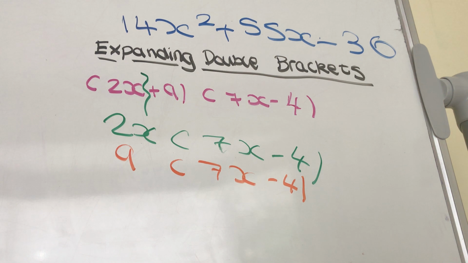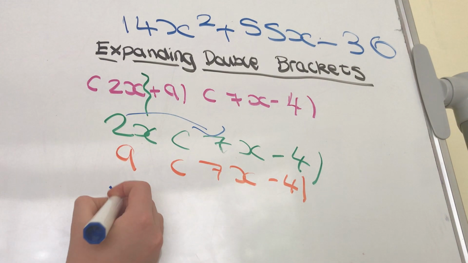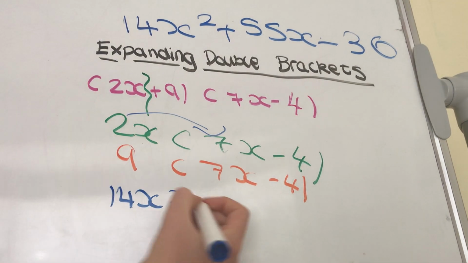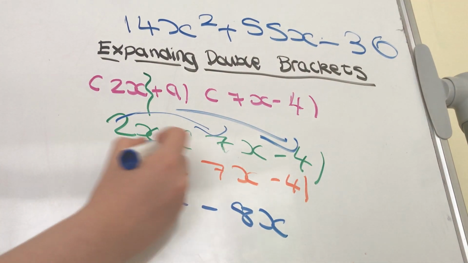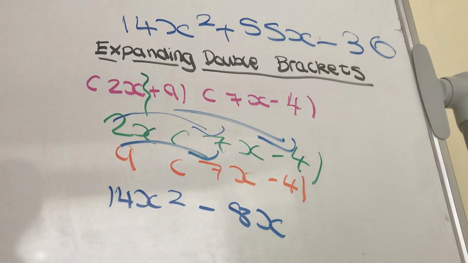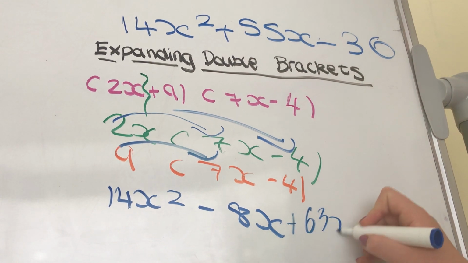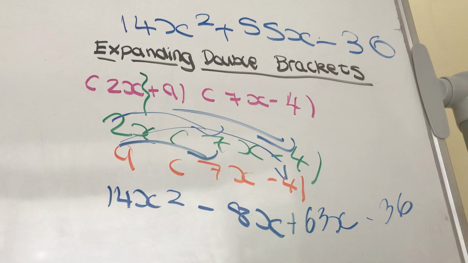And once I've done that, I just want to get rid of those brackets, the same as you would do if it was just a single bracket equation, because that's all it is now. What is 2x multiplied by 7x? It is 14x squared. 2x multiplied by negative 4 is negative 8x. Then 9 multiplied by 7x is going to give us positive 63x. And then just numbers here, 9 multiplied by negative 4 is going to give us negative 36.